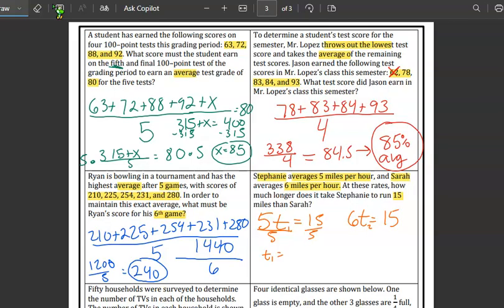So Stephanie's time would be 3 hours. And Sarah's time would be 5/2 hours, which is the same thing as saying 2.5 hours. If we have 3 hours minus 2.5 hours, it would be a half an hour longer, or 30 minutes.